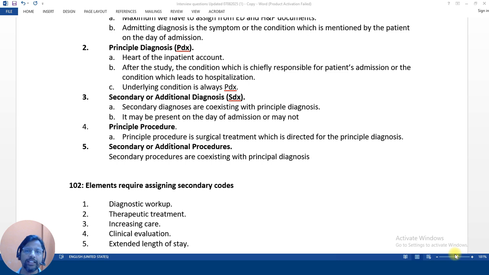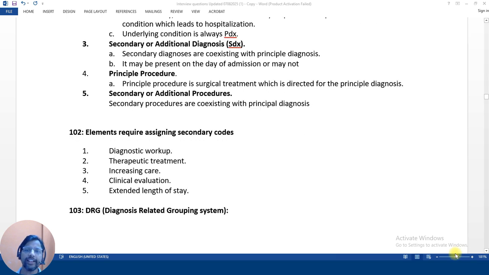What is PDX? After study, it is the condition chiefly responsible for the patient's admission, or the condition which leads to patient hospitalization. Basically PDX is the condition chiefly responsible for the admission after the evaluation, not before evaluation. Before evaluation is admitting diagnosis, after the evaluation is principal diagnosis.